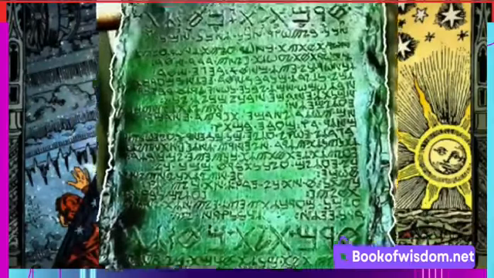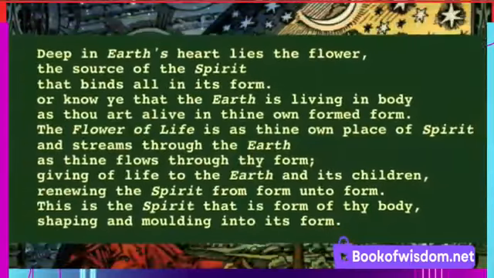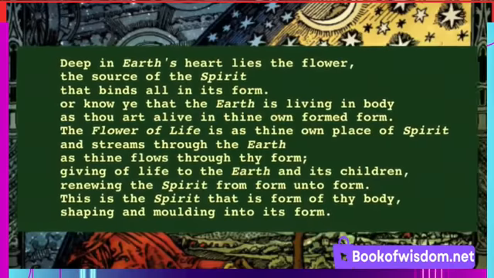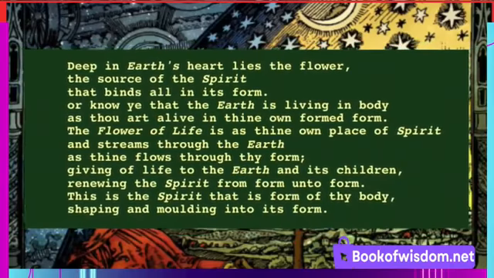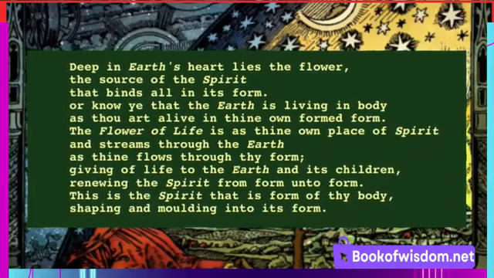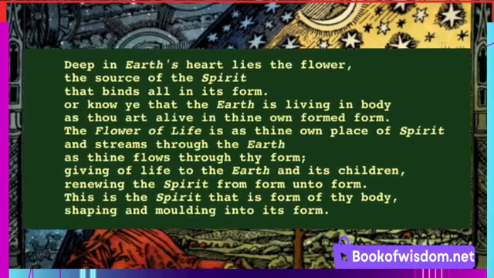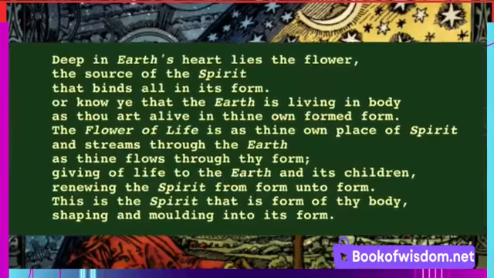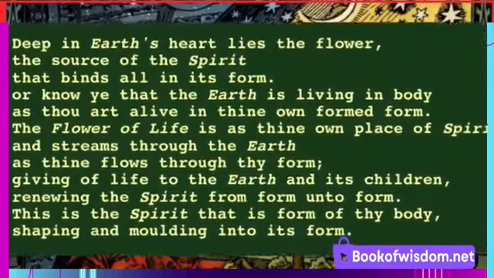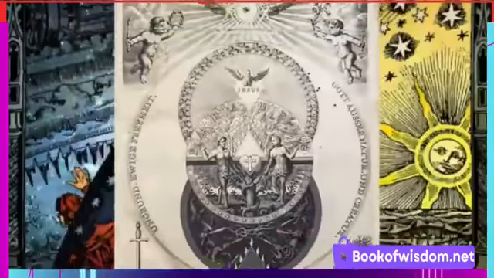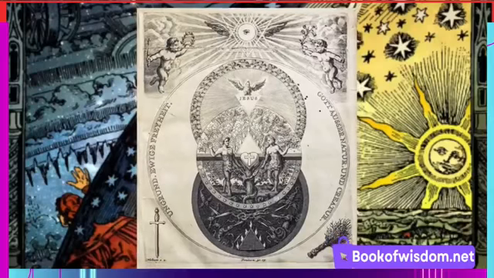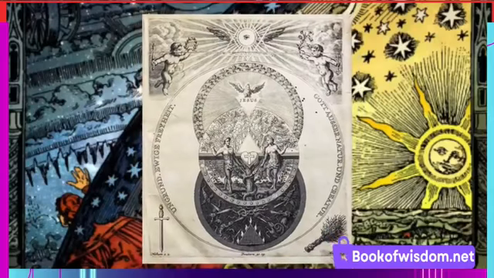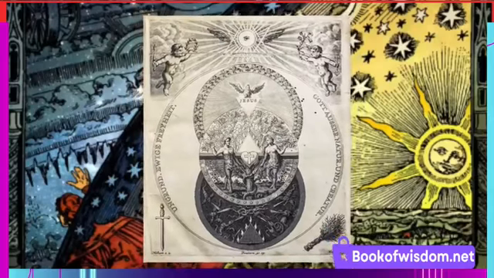As it states in the 40,000-year-old emerald tablets, deep in Earth's heart lies the flower, the source of the spirit. The flower of life is as thine own place of spirit, and streams through the earth as thine flows through thy form, giving off life to the earth and its children. So the North Pole is the core of this spiritual reality, and the closer you get to it, the more spiritual and lucid it becomes.